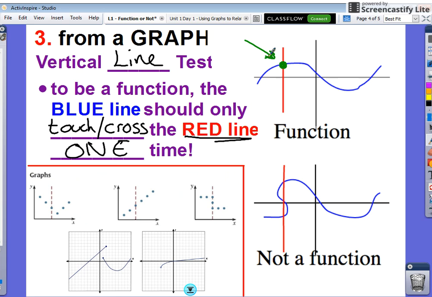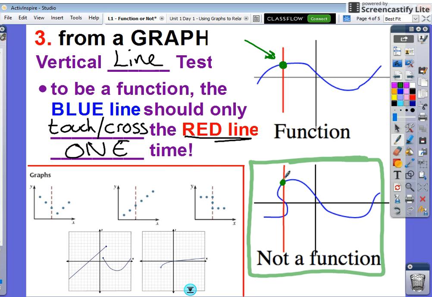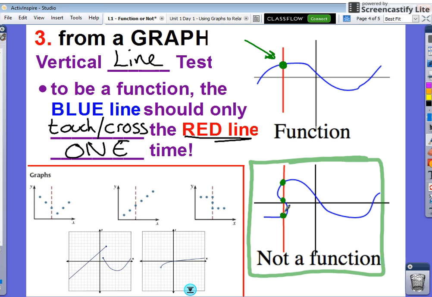If you look right down below over here, okay, on the right-hand side, if you look at this one, this is not a function because our vertical line is touching twice. Once right here, once right there. In fact, it's touching three times. So it's hitting that blue line three times. So this is not a function. So let's look at these quick graphs right here.